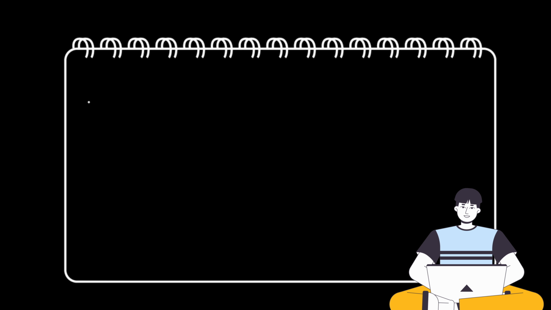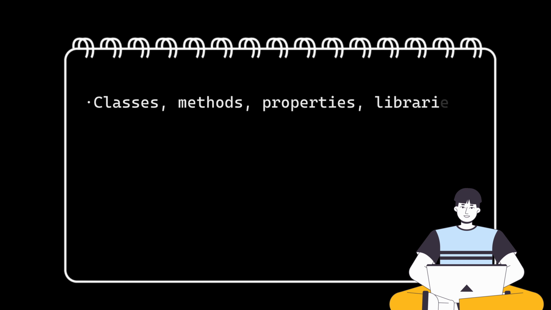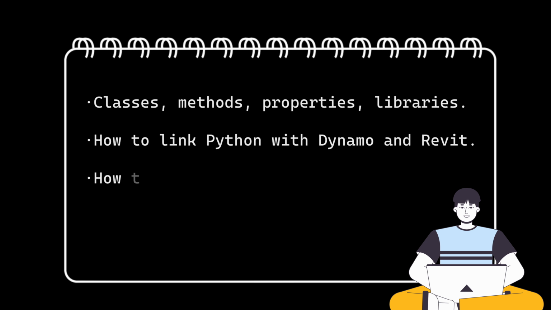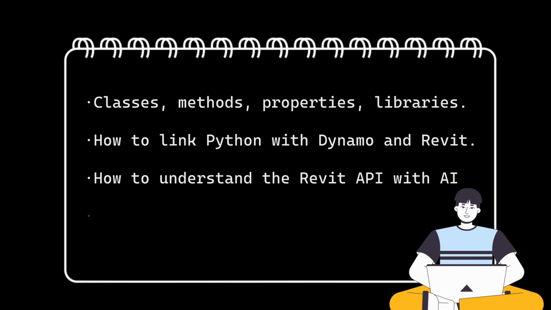So let's do that. What are we going to be looking at in this mini course? First of all, classes, methods, properties, libraries, and all that will come first, because those are the most important pieces for you to understand the Revit API and Python in Dynamo. Then we will have how to link Python with Dynamo Revit, how to understand the Revit API and use it with AI, and some examples. So that is what we are going to be doing along this mini course.